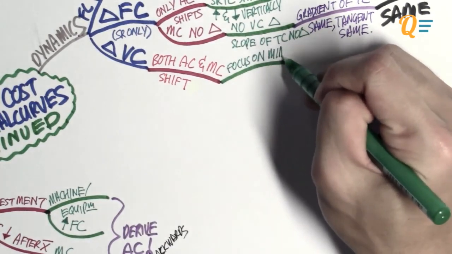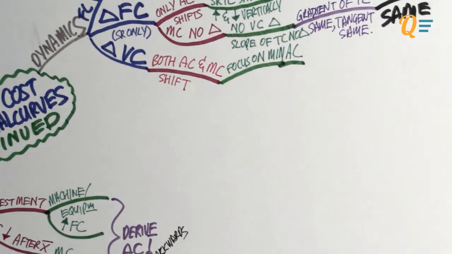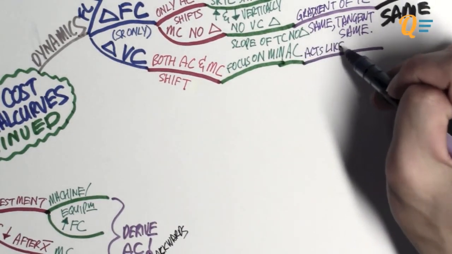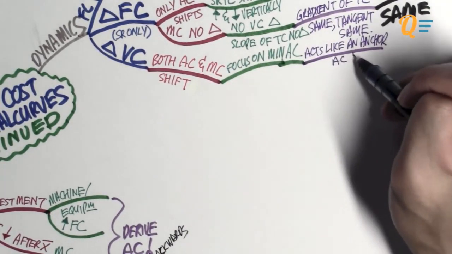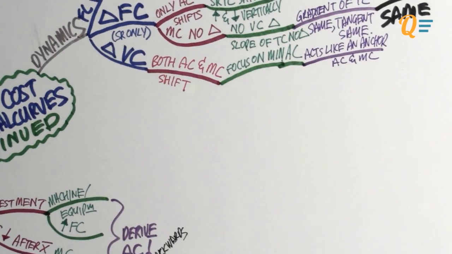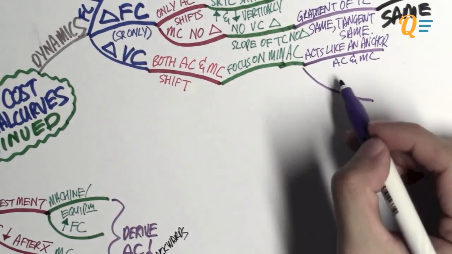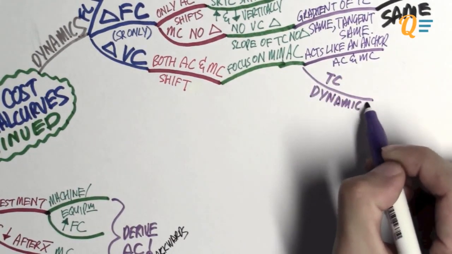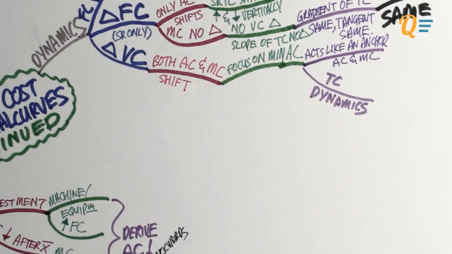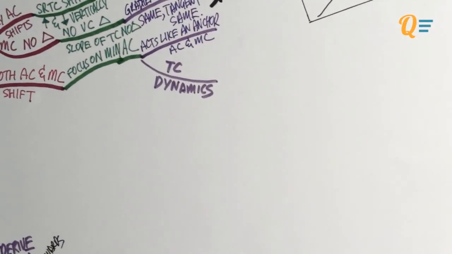Okay, you're going to have to focus on simply the minimum average cost curve. Okay, it's just so simple. Just focus on one thing, because the minimum average cost serves as an anchor for your AC as well as your MC. Okay, so let's look at the total cost dynamics when there is a change in variable cost.